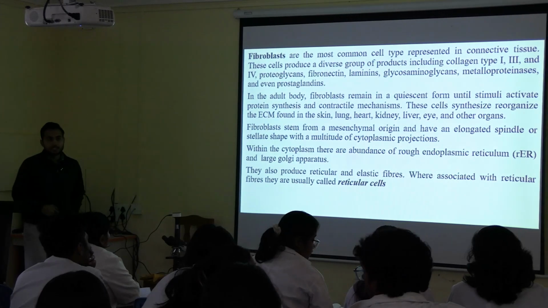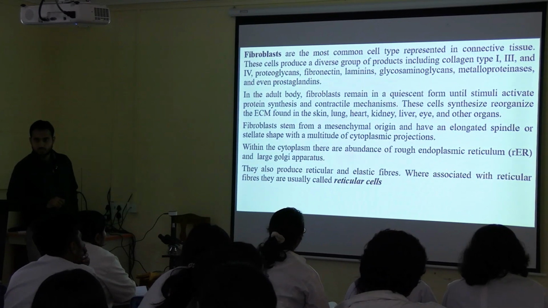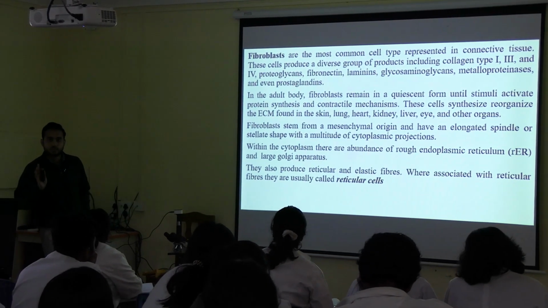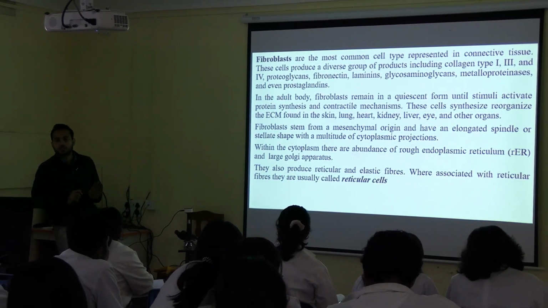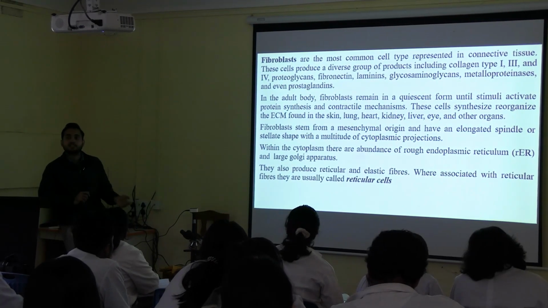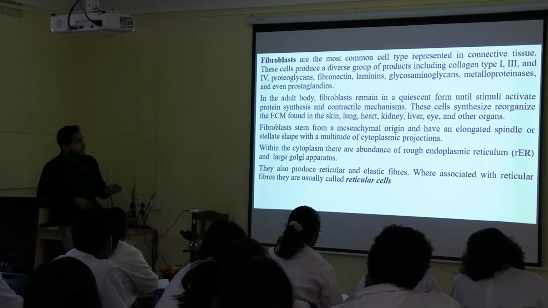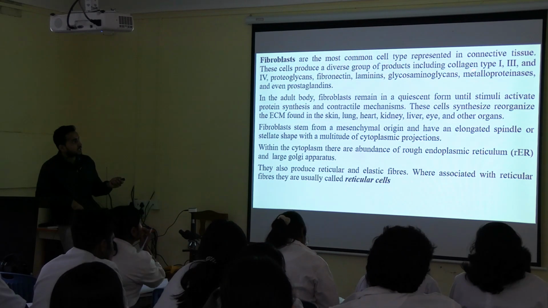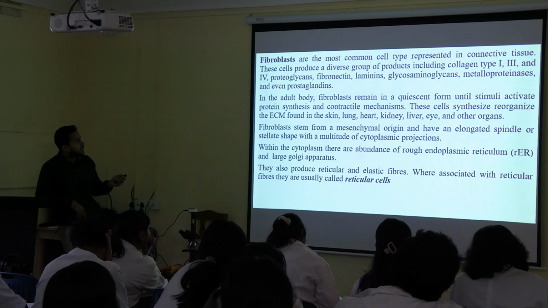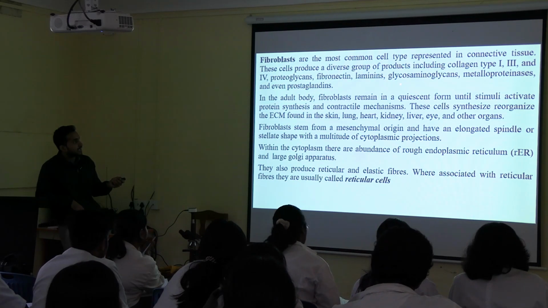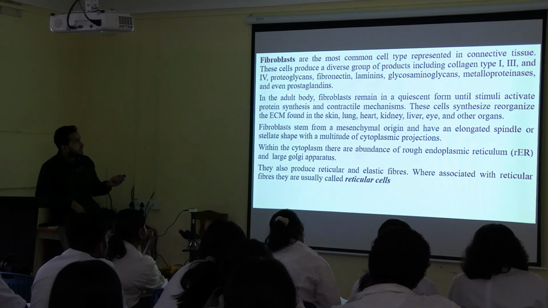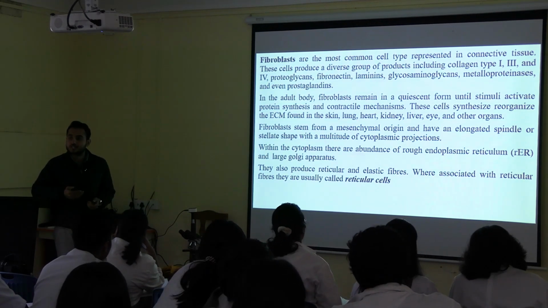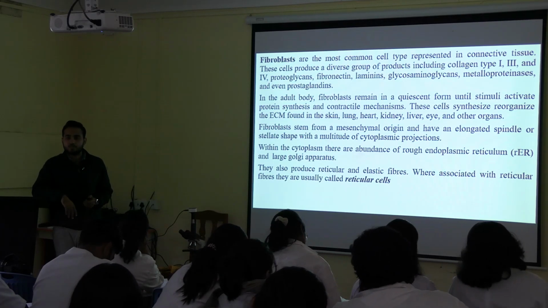Okay, so fibroblasts are the most common type of cells present in the connective tissue. Most common type of cell means if you take any connective tissue, fibroblast is the most common cell present there. Now, what is the function? Why is it present? Mostly these cells produce a diverse group of products including the collagen fibers, then proteoglycans, fibronectin, laminin, glycosaminoglycans, metalloproteinases and prostaglandins. Okay, these are the substances which are produced by the fibroblast.